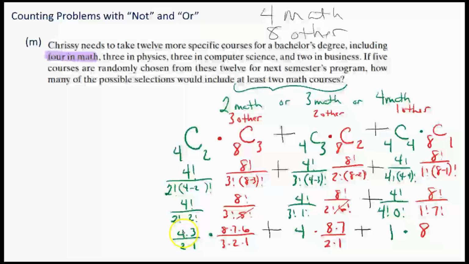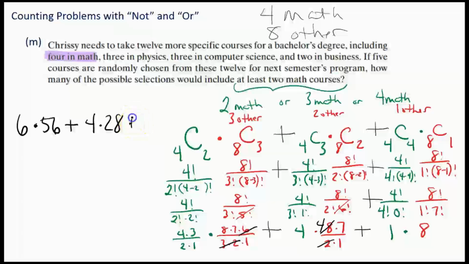So 4 times 3 is 12, divided by 2, that's 6, times, right here, this 3 times 2 cancels with that 6, 56, plus, of course we know that's 4, right here, this 2 goes into 8 4 times, and 4 times 7 is 28.